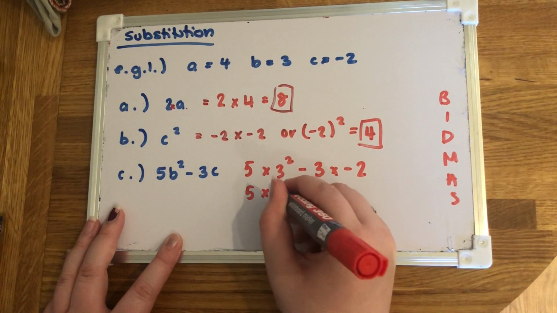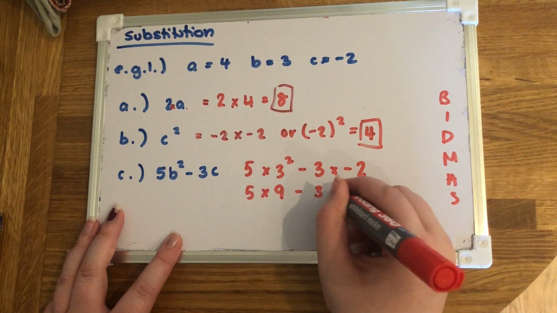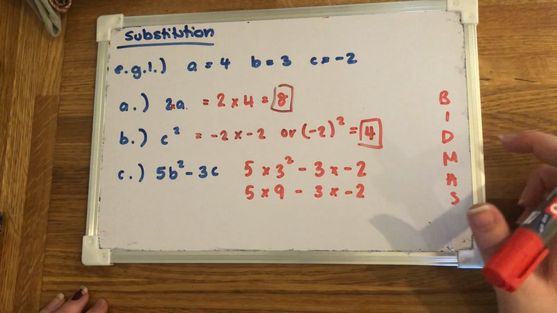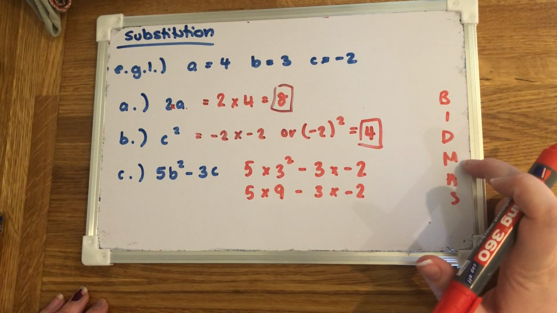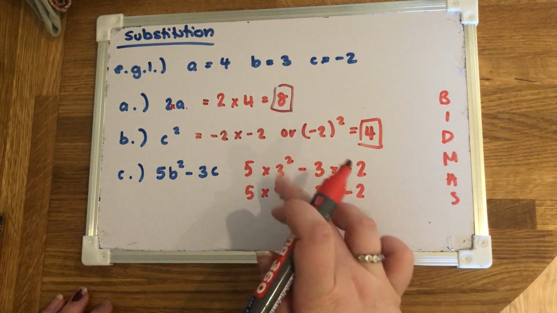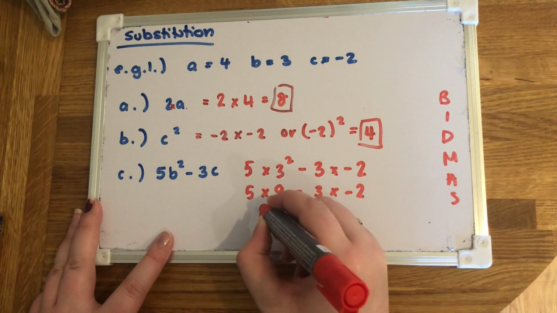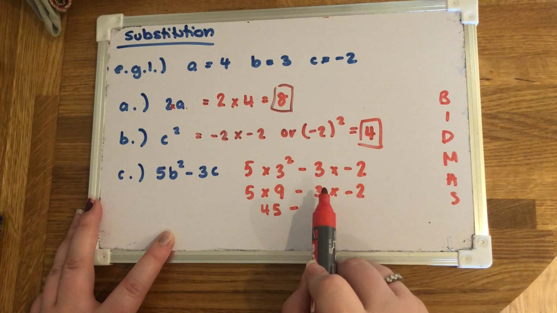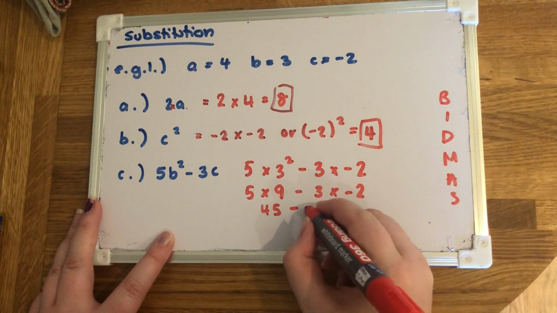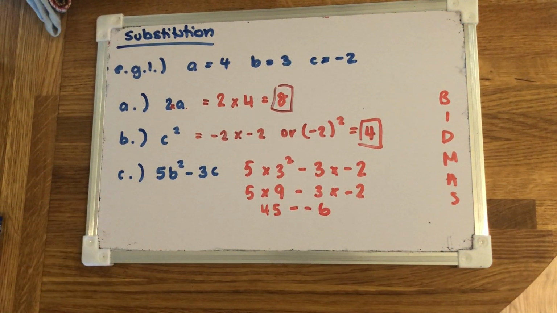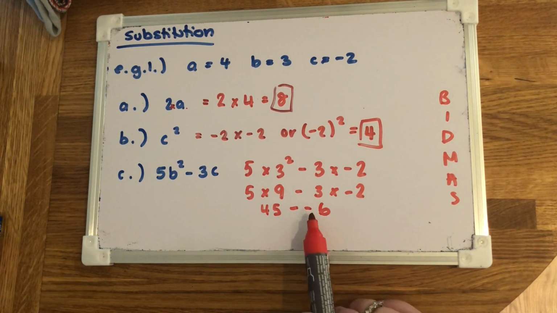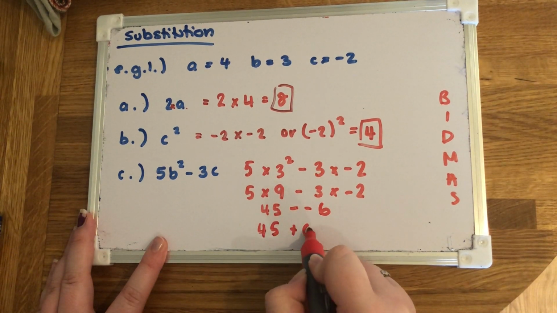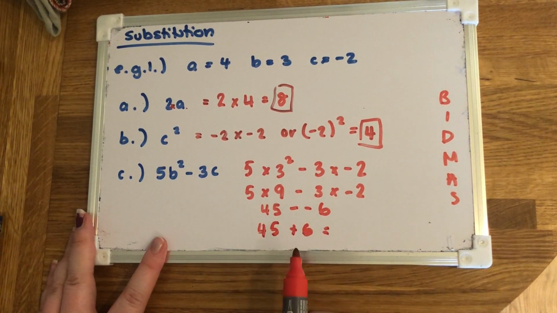So 3 squared is 9. For now I'm just going to leave the rest as it is. I'm just going to do one step at a time. Next, we haven't got any division, but we do have multiplication, so it doesn't matter which one we start with. I'm just going to start with the first one. So 5 times 9 is 45. Take away 3 times -2, which is -6. Now when you're subtracting a negative number, what will actually happen is you'll be adding 6 on to whatever we had here, which was 45.